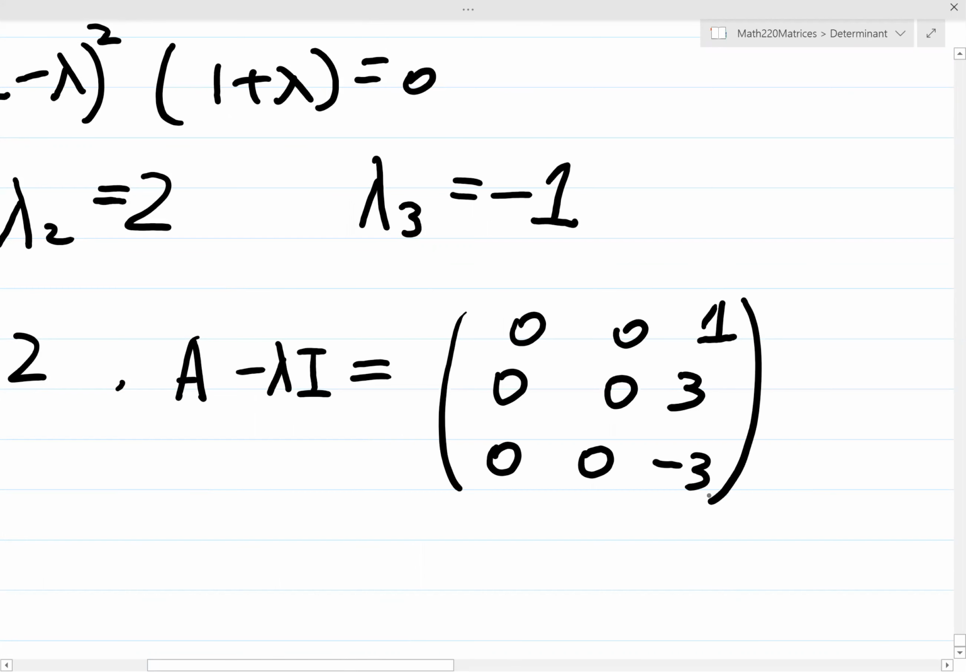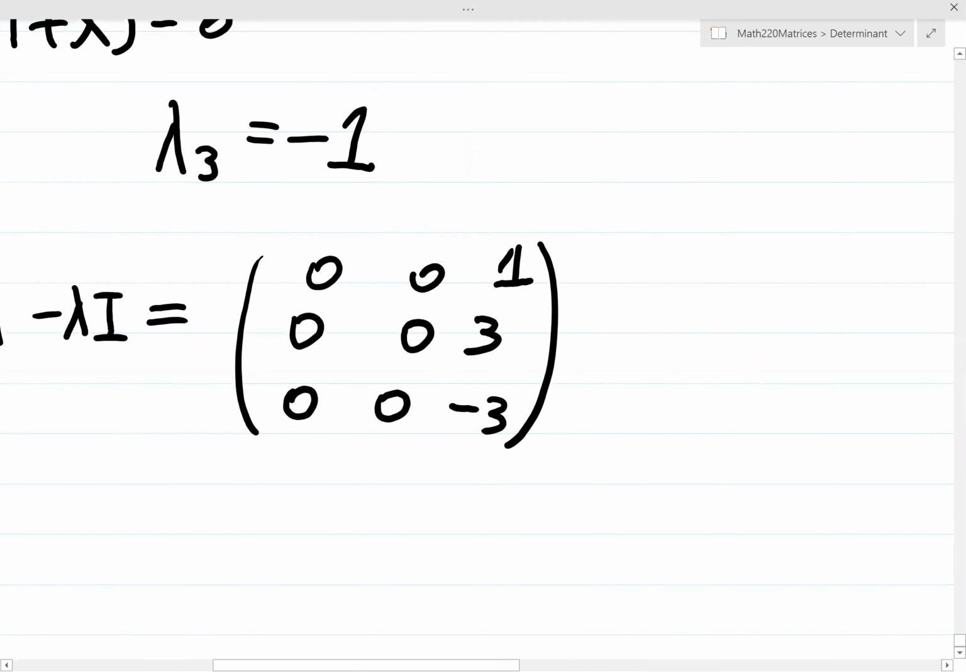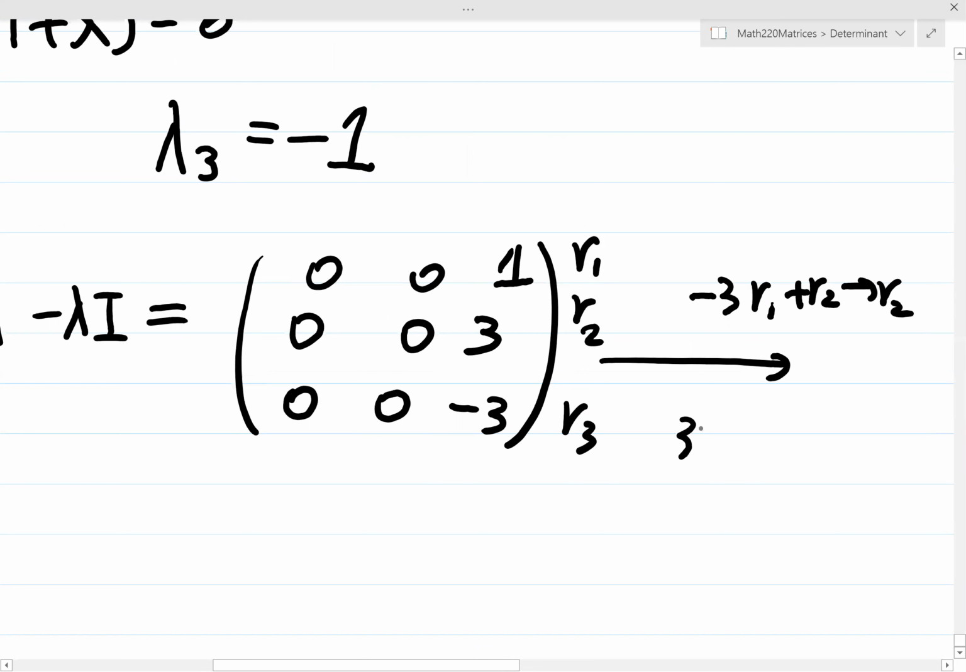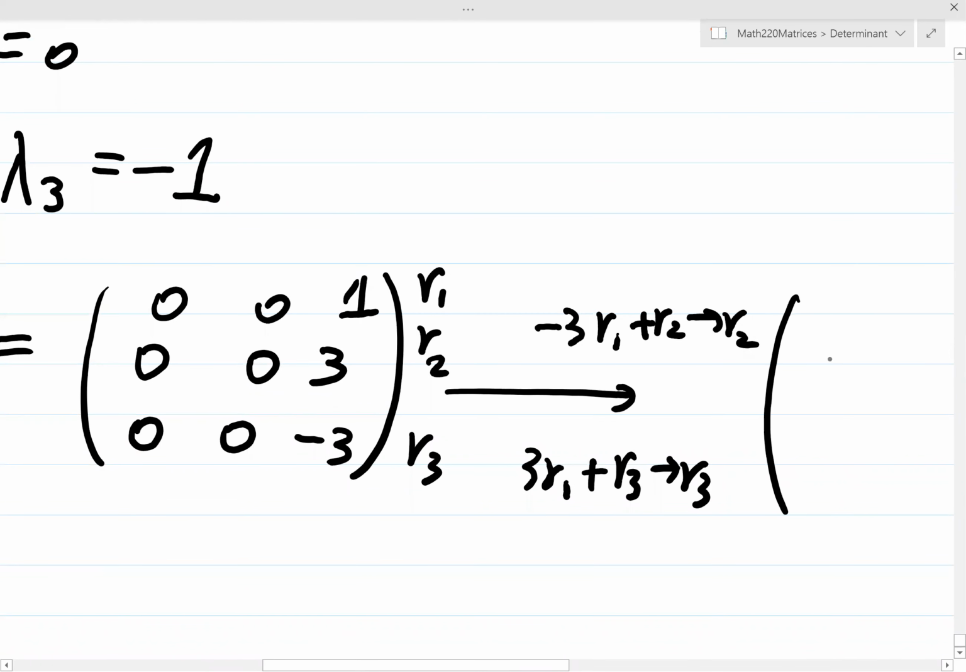Okay, so we want to find the null space of this. The null space is the same if we do row operations, so R1, R2, R3. We add -3 times row 1 to R2, replacing R2, and add a multiple of row 1 to row 3, replacing row 3. Then we actually get this matrix: 0, 0, 1, 0, 0, 0, 0, 0, 0.